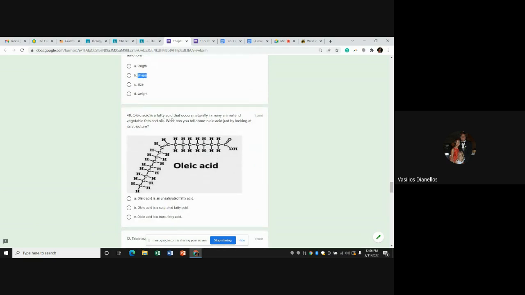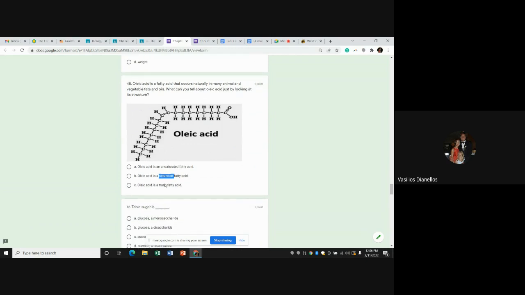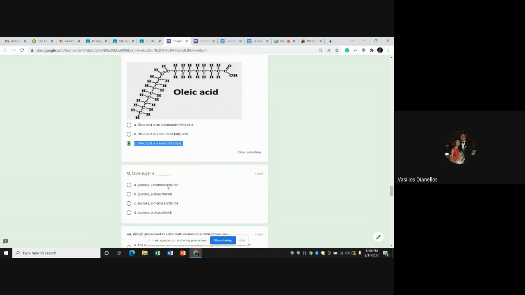Oleic acid is a fatty acid that occurs naturally in many animal and vegetable fats and oils. What can you tell about the oleic acid just by looking at its structure? There's that double bond, another double bond. I can tell right away this thing is not saturated. So what are the choices here? Oleic acid is an unsaturated fatty acid. Yep, there's the answer. Obviously, it's not B because it's not saturated. And we don't know, I didn't tell you anything about determining whether or not something was a trans fat. So yeah, the answer is A.